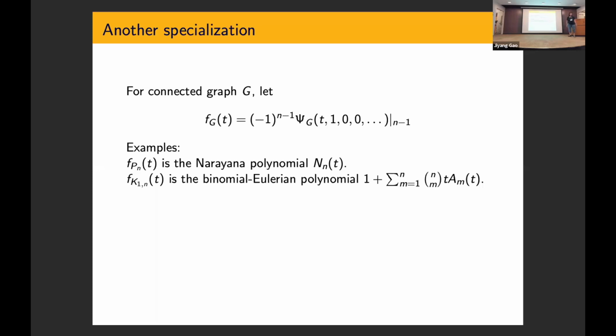And there's another specialization that's interesting. Before, we specialized by letting this be some value called lambda; I guess we're calling it t now, and this is 0. Now we're making this 1 and looking at the highest degree component of this symmetric function. When we have the path, it's a Narayana type. When we have the star graph, it's a binomial Eulerian polynomial.